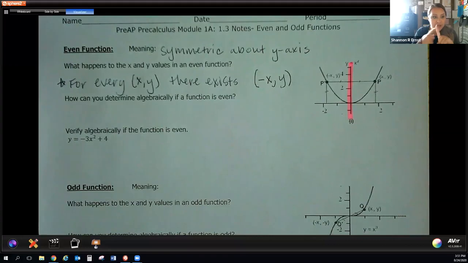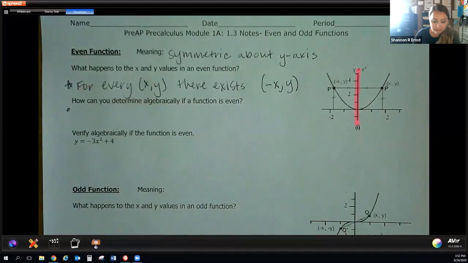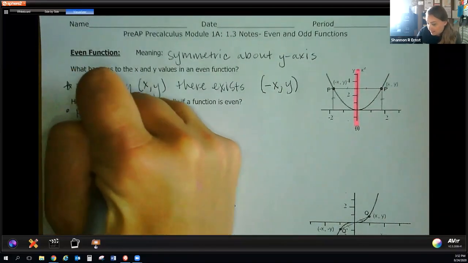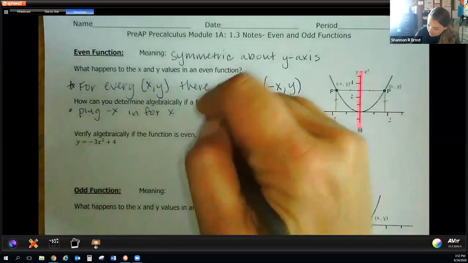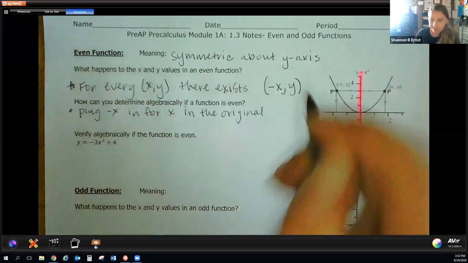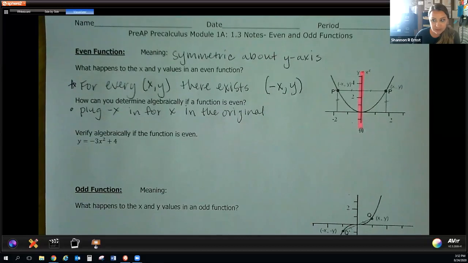One of the things you're going to have to do is determine algebraically if a function is even or not. So here are the steps for determining if it's even. First step, you're going to plug negative x in for x in the original.